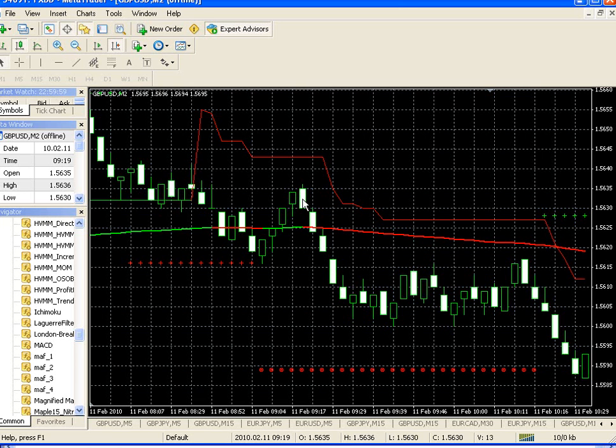Now, it doesn't need to be 6. You can make it 5. You can make it 7. I'm using 6 because it happens to be one of the ranges that works well with the High Velocity Market Master. So I took a look with the strategy at some of our recent setups.